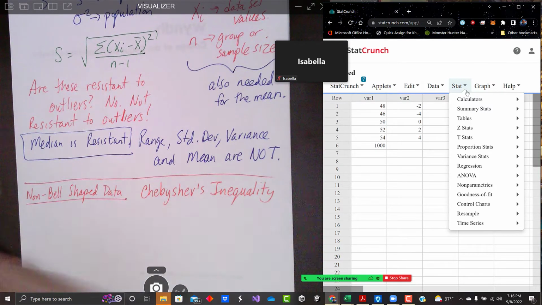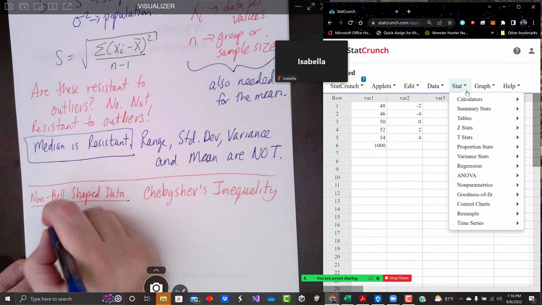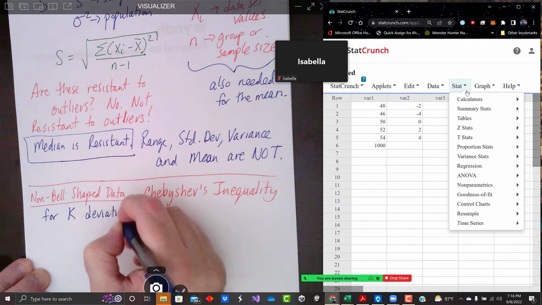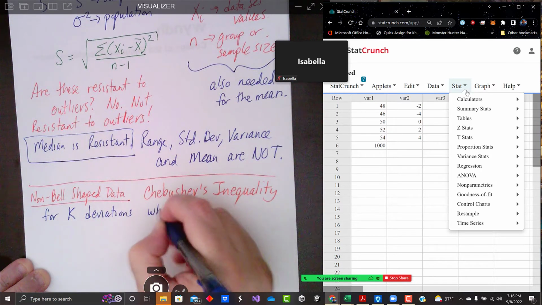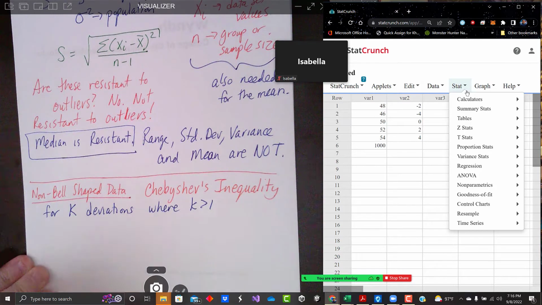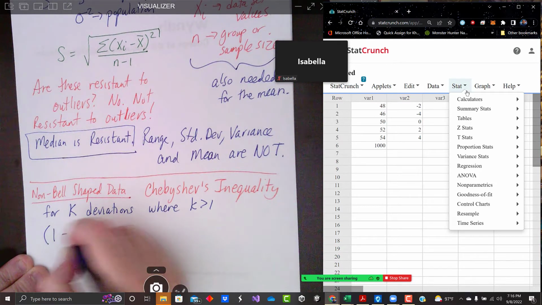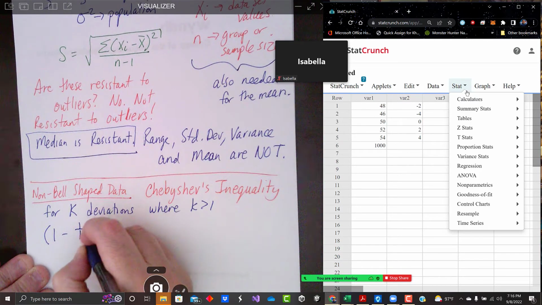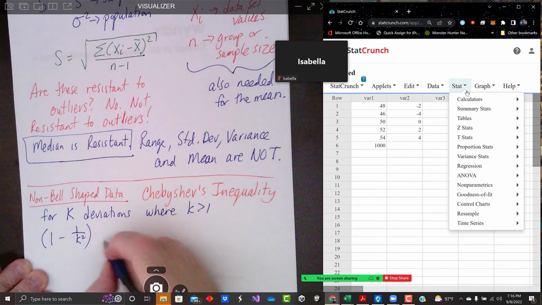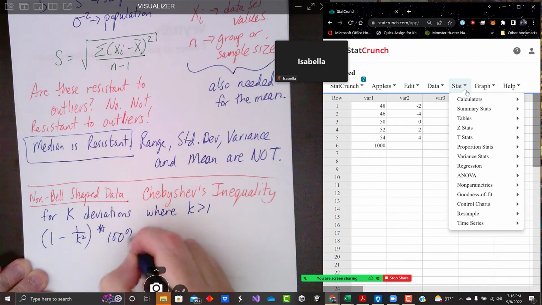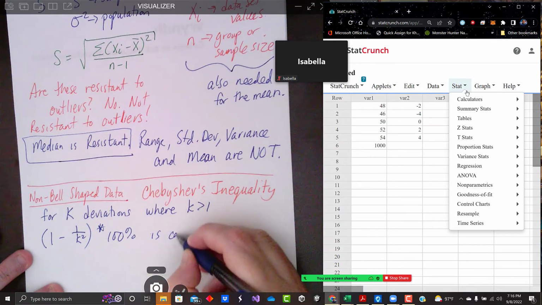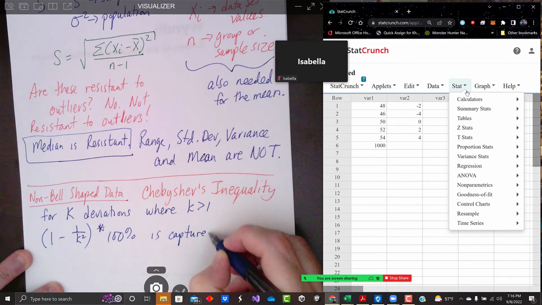What they do is for k deviations, where k is greater than 1, they take k, they square k, they put it in this formula: 1 minus 1 over k squared, times 100%, is captured within k deviations.